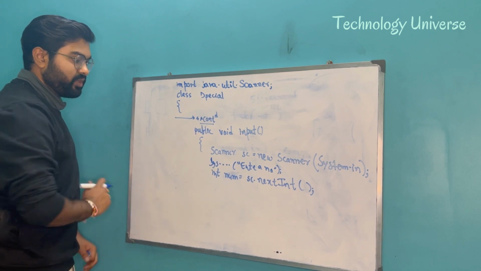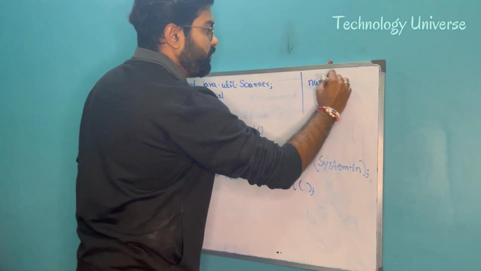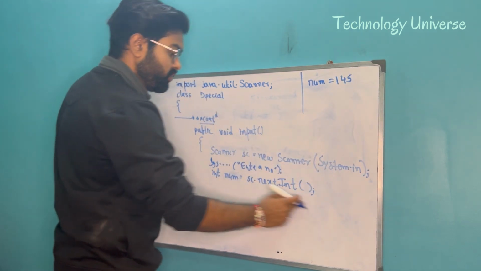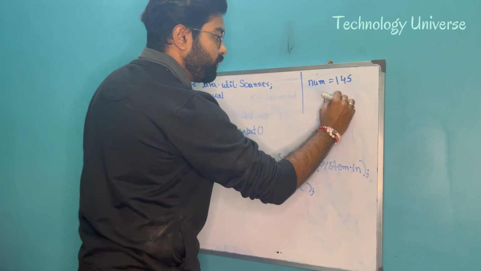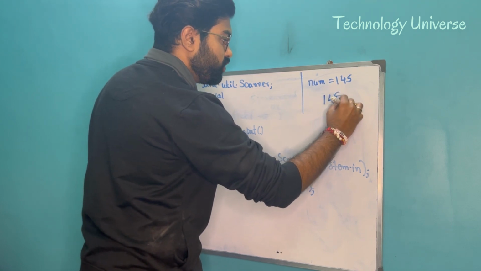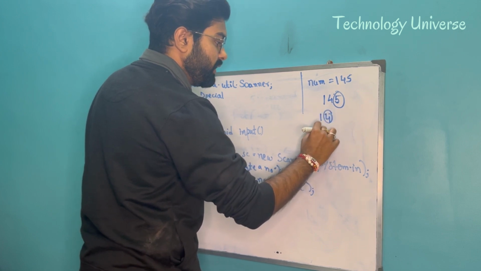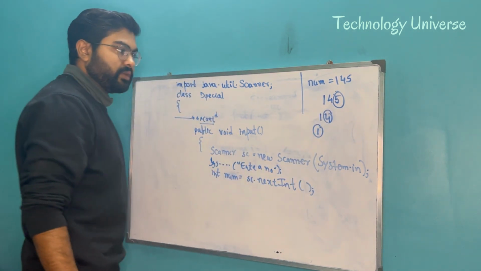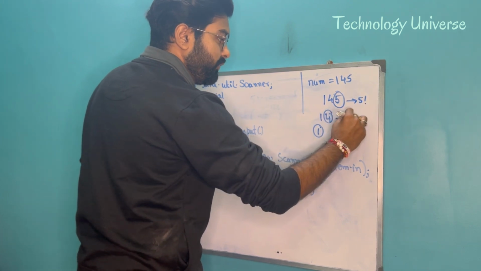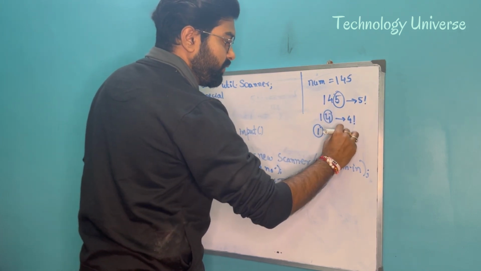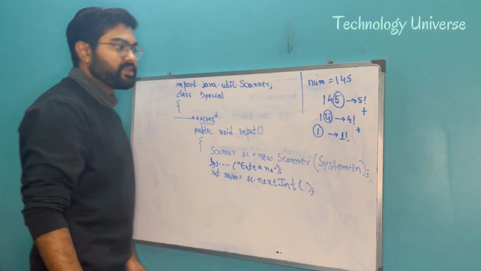Now we have to break that into digits. Suppose num is 145, given as input from the user. So we have to break the digits, right? We have to chop the digits. First we have to chop out 5, then we have to chop out 4, then we have to chop out 1. Then we have to calculate the factorials, the 5 factorial, then the 4 factorial, then the 1 factorial, and then we have to sum them up. So this is our task, right?